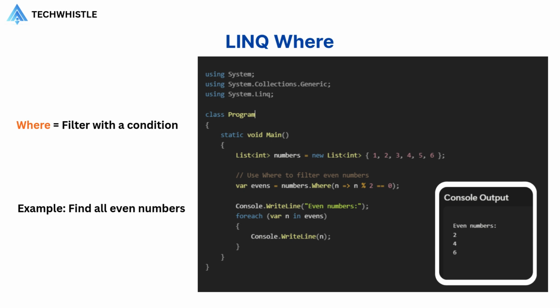Finally, we use a foreach loop to print them out. foreach (var n in evens) Console.WriteLine(n). And in the console, the output is even numbers 2, 4, 6. This is much cleaner than writing a long loop with multiple lines of code.